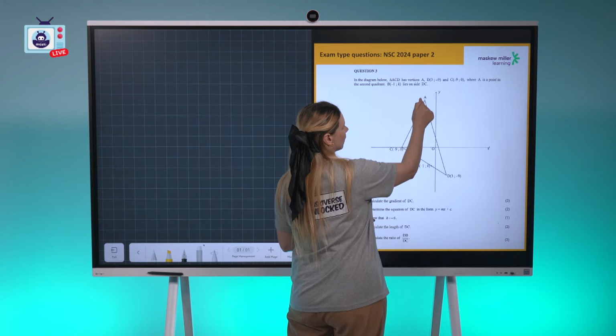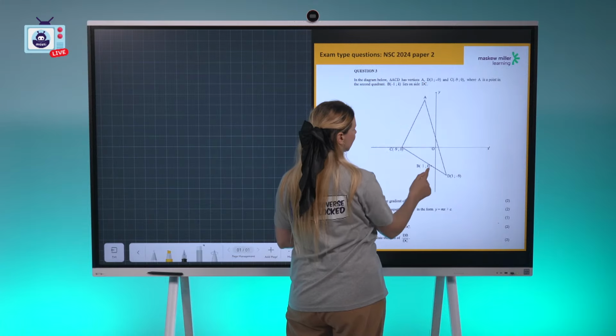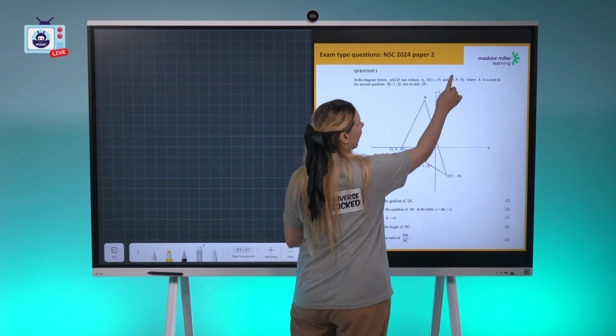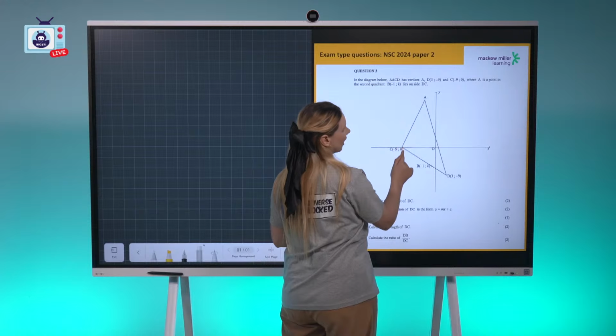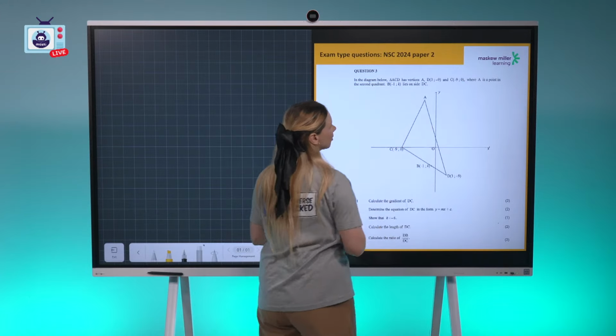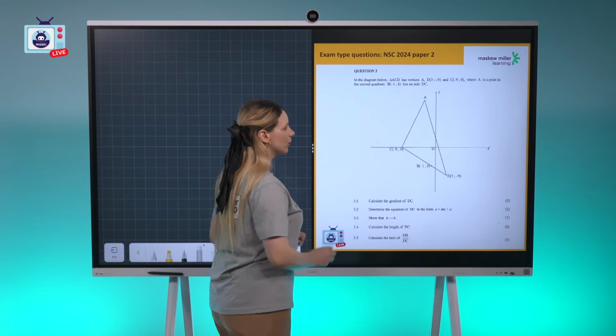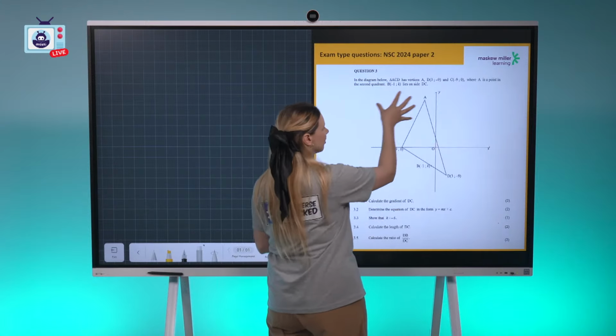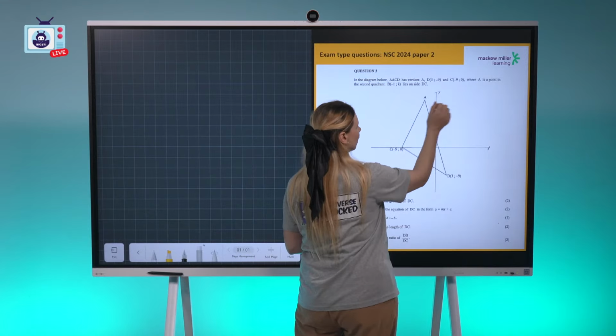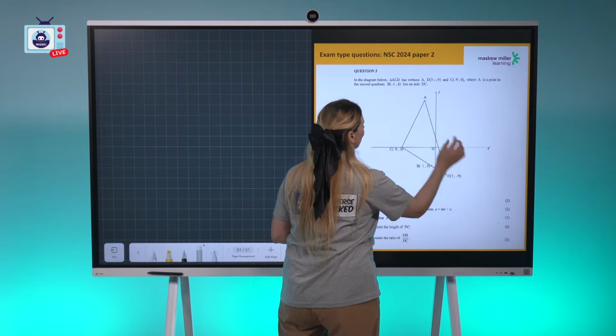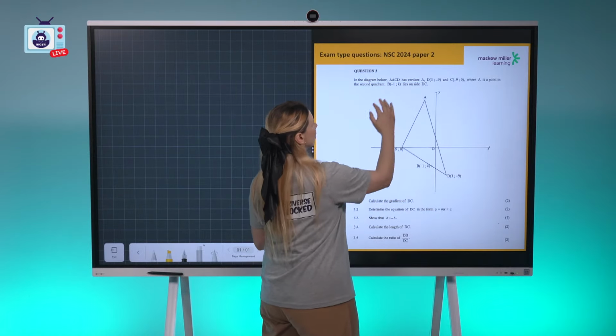We don't know what the coordinates of A is. It tells us that D is the point 3 and -9, and C is the point -9 and 0, where A is a point in the second quadrant. Remember, we work out quadrants in an anti-clockwise direction, so this is quadrant 1, 2, 3, and 4. So A is in our second quadrant.